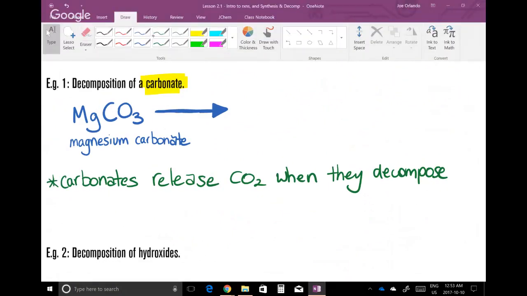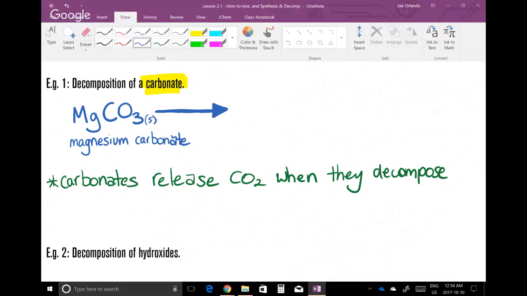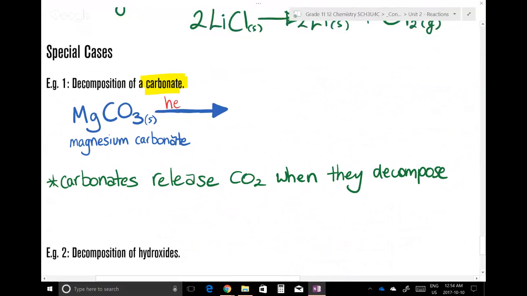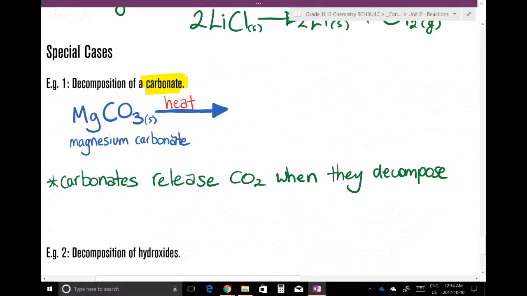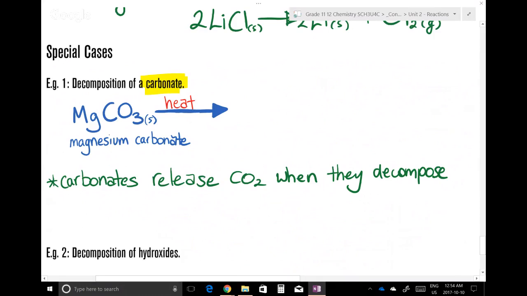Let's see if you can figure out what remains if this releases CO2. This is a solid, and we're probably heating it up to make this happen, because that's typically how we make decomposition happen. It's not the only way, but it's the main way. So we heat it up, it releases CO2, which is a gas, and what do you think is going to remain?